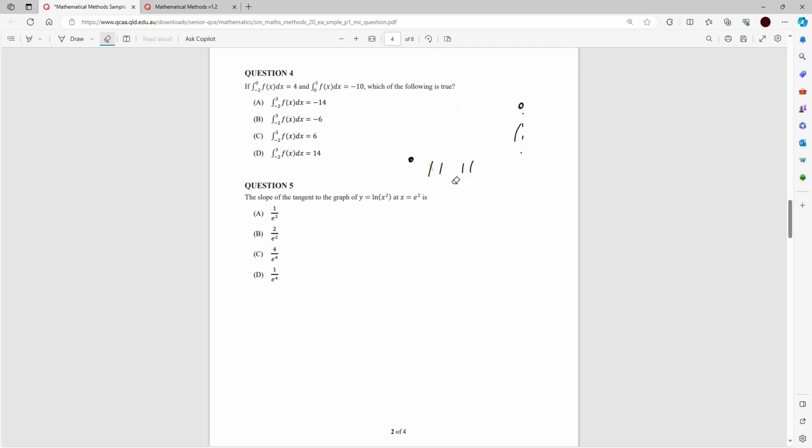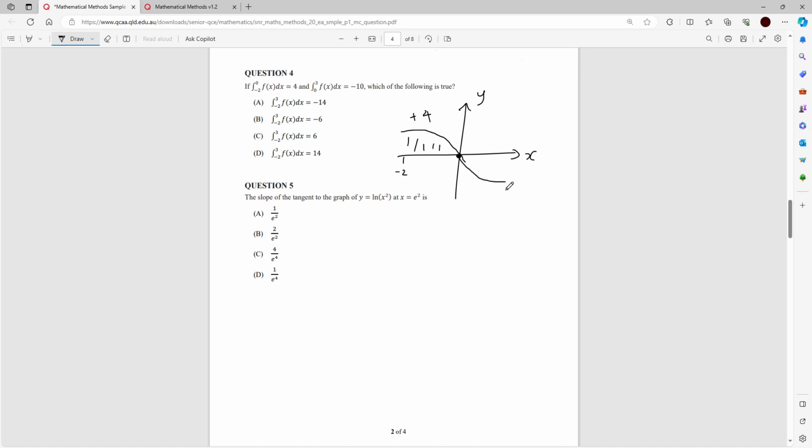So what we have here is a bit of a weird situation. What we're going to do is draw an axis and try to predict what we have. We don't know what f of x looks like, but we know between -2 and 0, it has a positive area. So we can assume it looks something like that, okay? So that whole area there is positive 4, okay?